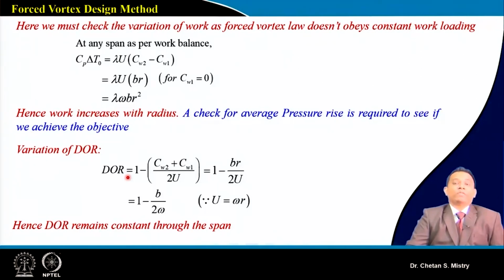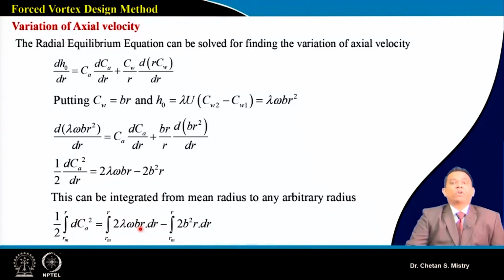If you recall, when we were discussing different approaches, we discussed the arbitrary selection of the whirl component. If that kind of configuration is used, the degree of reaction may have different values. So we need to check carefully. For this configuration, with CW2 equal to B into R, our degree of reaction is independent of radius, that means it remains constant.